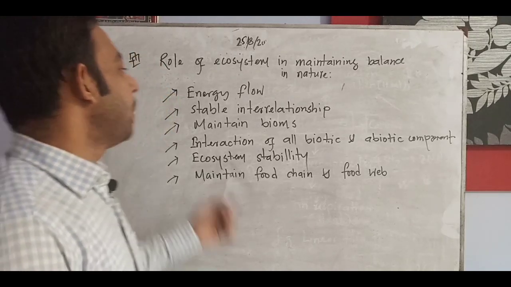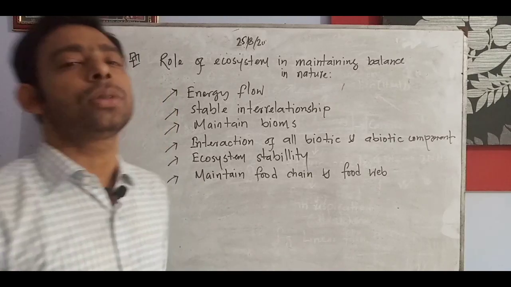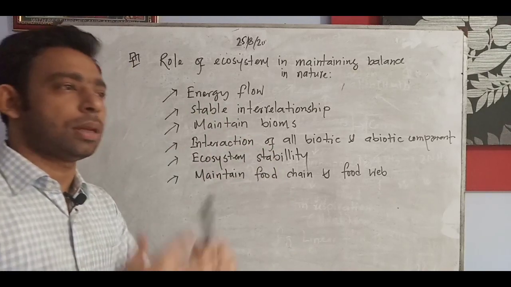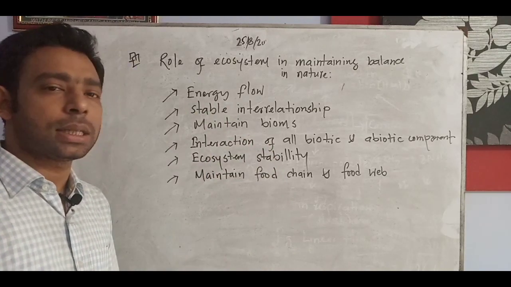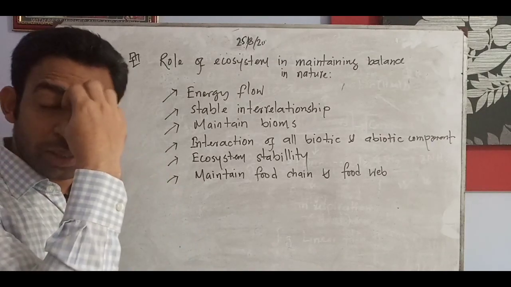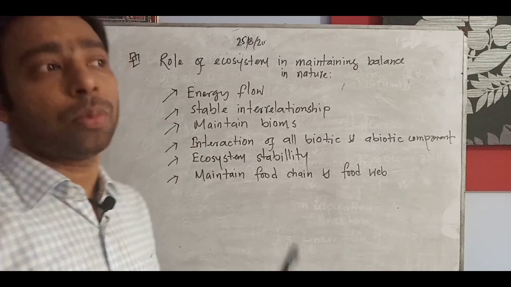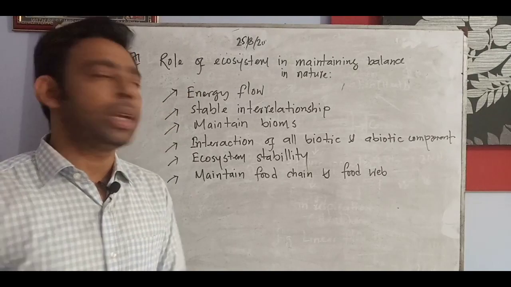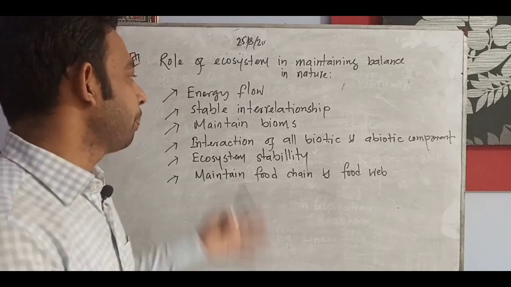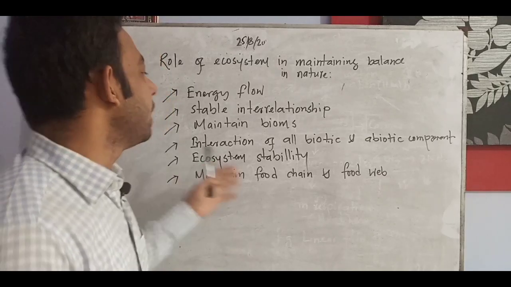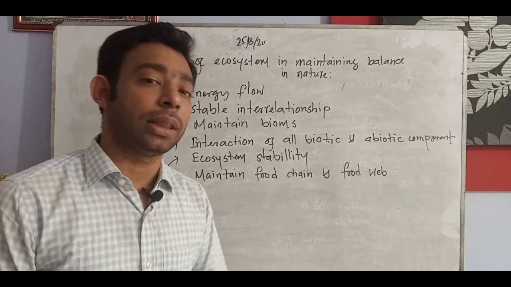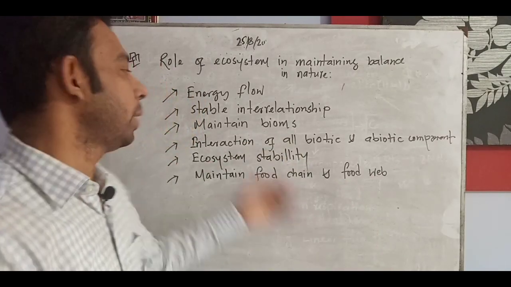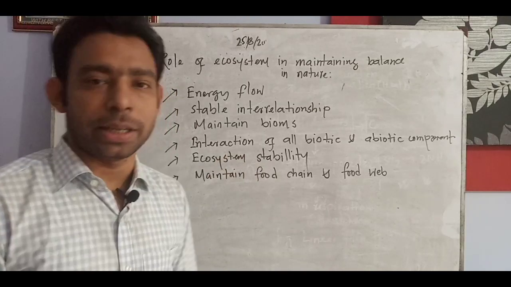Stable interrelationship. Maintain biomes. Biomes means all kinds of living things around us, the plants, animals, insects, birds, fishes. Biomes means around you, like the ecosystem with non-living things, but biome means those that have life. So around you the ecosystem can maintain the biomes. Very importantly, interaction of all biotic and abiotic. Now ecosystem stability can ensure all the biotic components and abiotic components in them. Ecosystem stability.